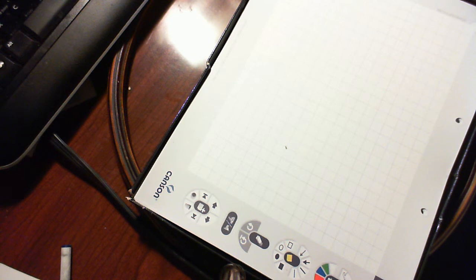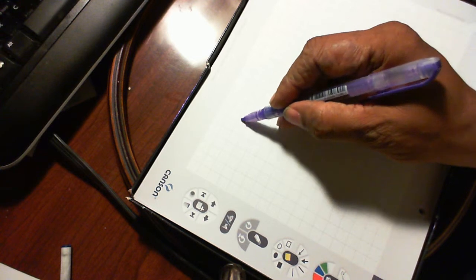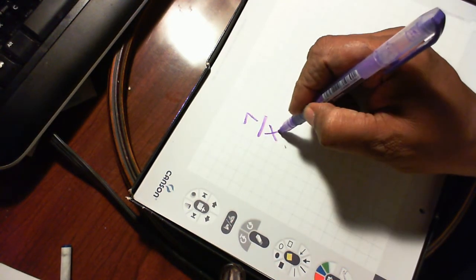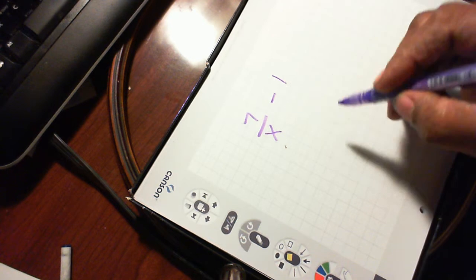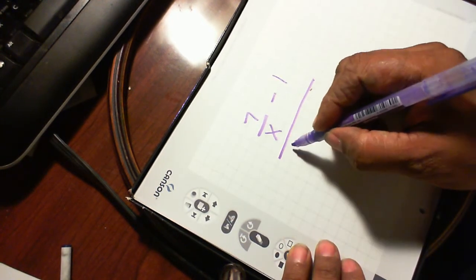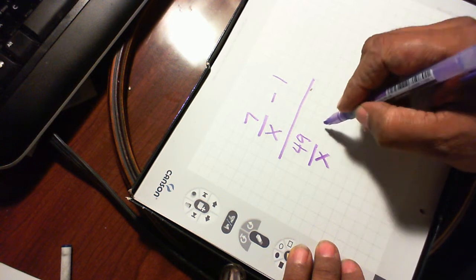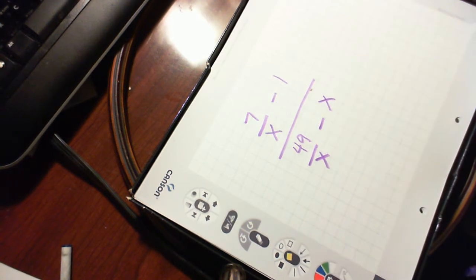Okay, looking for some tough problems here for you. Okay, here's one that I want you to be able to do here. 7 over x minus 1 over 49 over x minus x. Okay, what do you do here?